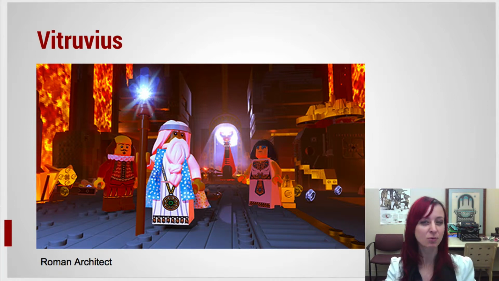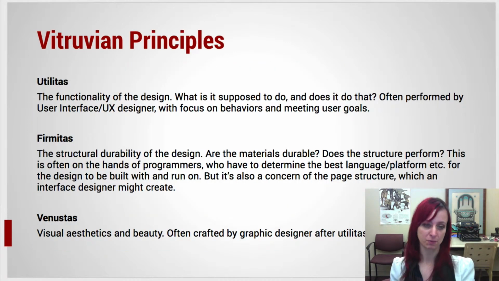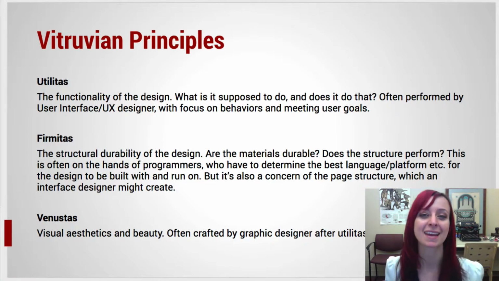Here's the thing though, he was specifically talking about architecture, but this is a great framework for websites because at the end of the day, a website is not that different from a building, and I'm going to explain to you why. There's 3 Vitruvian principles: Utilitas, Firmitas, and Venustas. And Venustas comes from Venus, the goddess of love and beauty. Venustas.